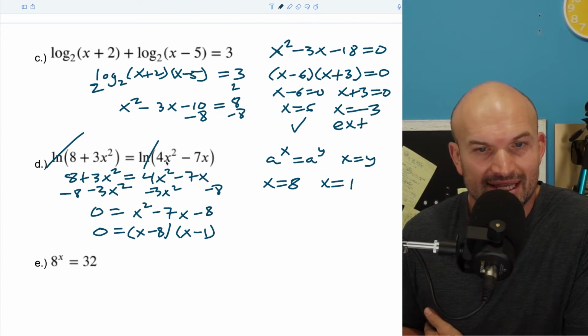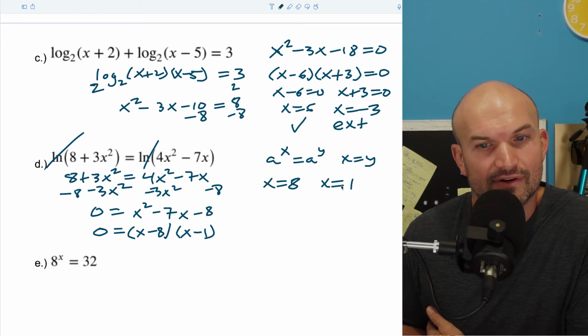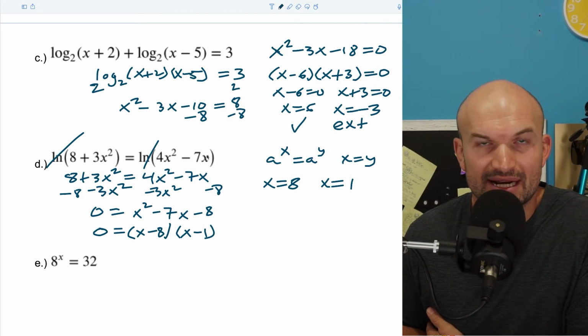But when I square 8, that's 64. So 64 minus the negative number, that's going to work. However, when I plug in 1, that gives me a negative 7. That gives me 4. So 4 minus 7 is negative 3. 1 is not going to work. So therefore, that answer is extraneous.